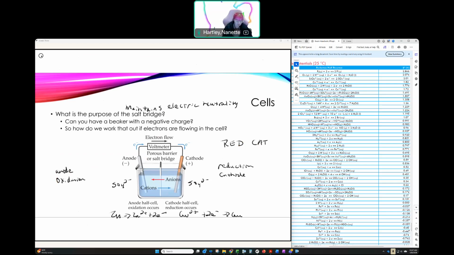So we have this species, which is being oxidized. It is therefore a reducing agent. It is also the anode.